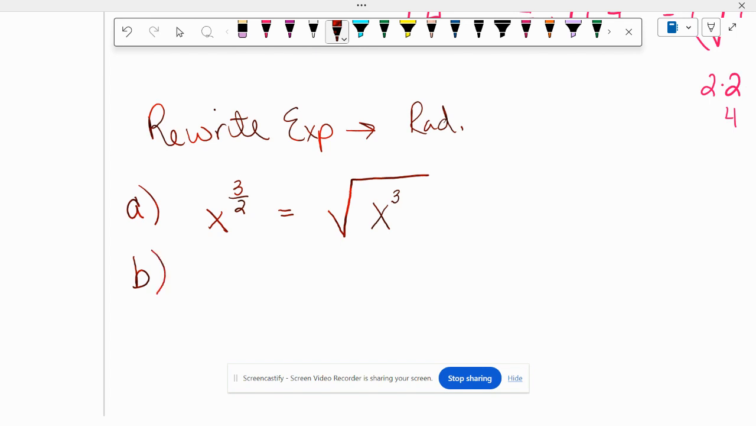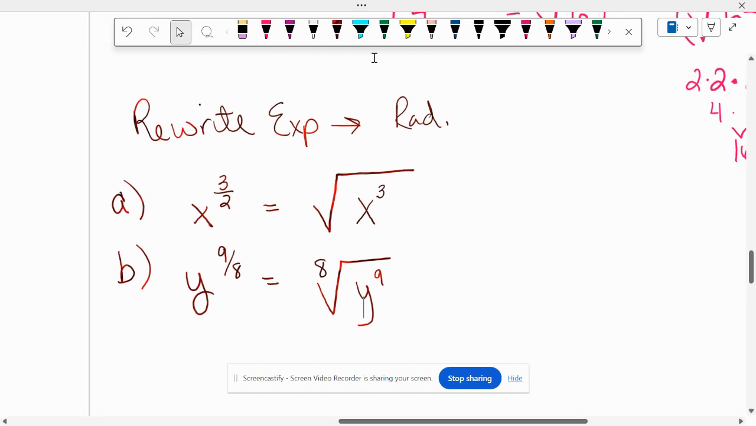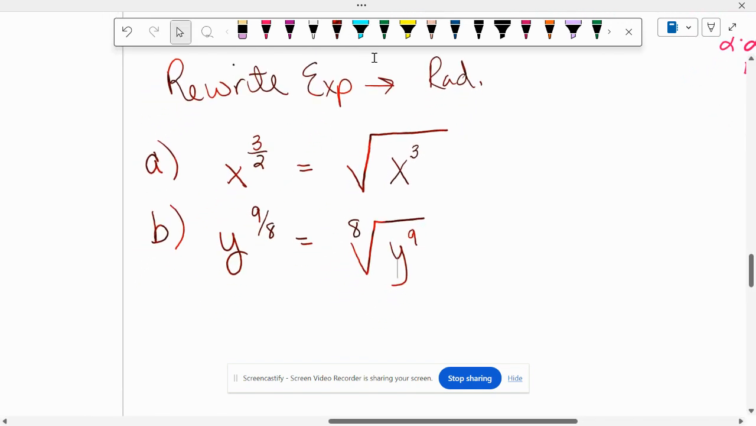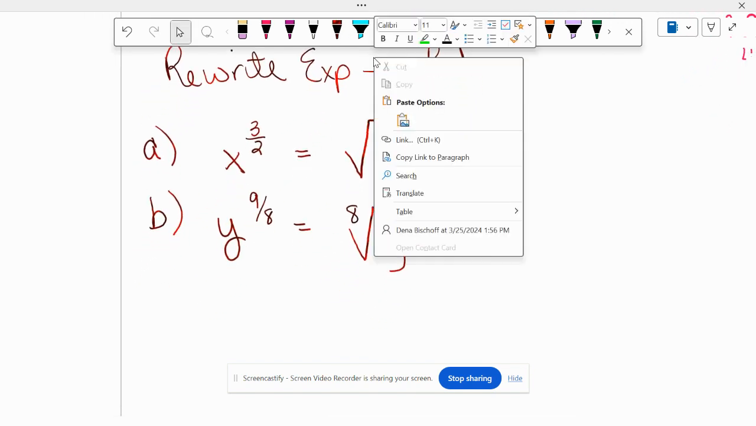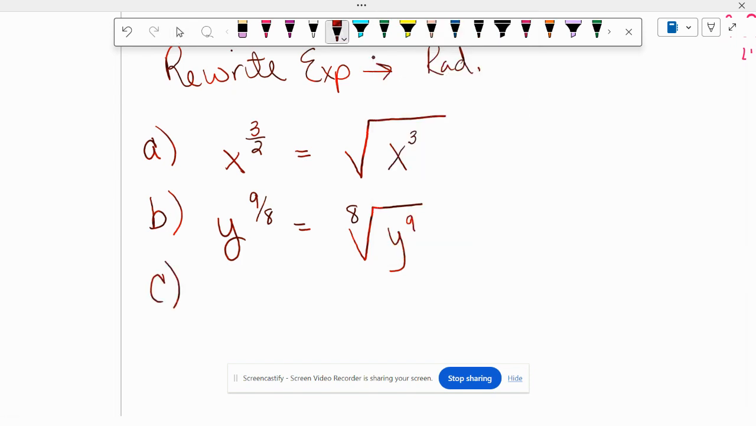Example B says, okay, well, what about y to the 9/8 power? Oh my gosh. Well, that means I want the 8th root of y to the 9th. Are you guys with me? Yep. Okay, a lot of you guys aren't writing this down. You're just staring off into space.